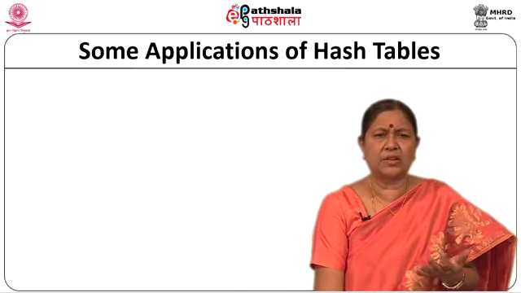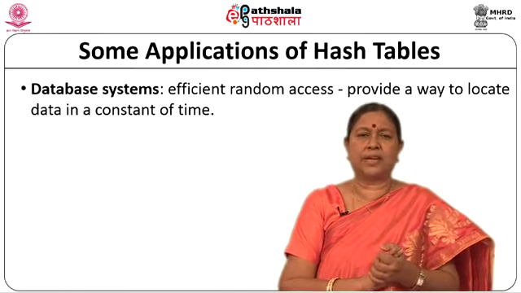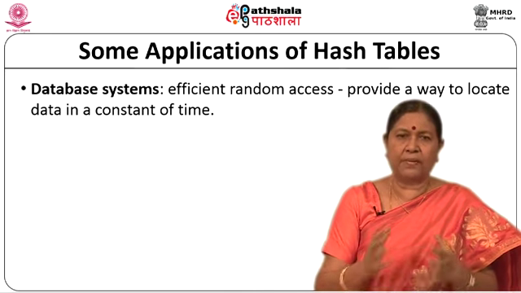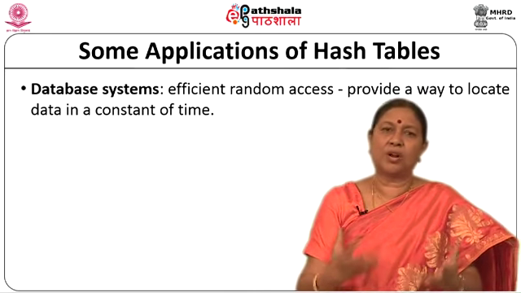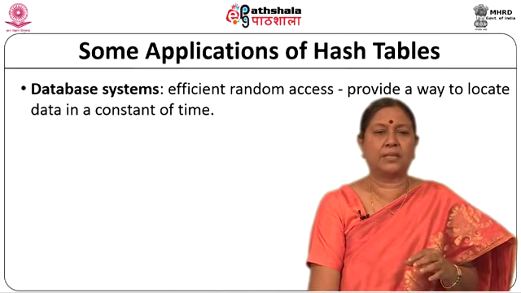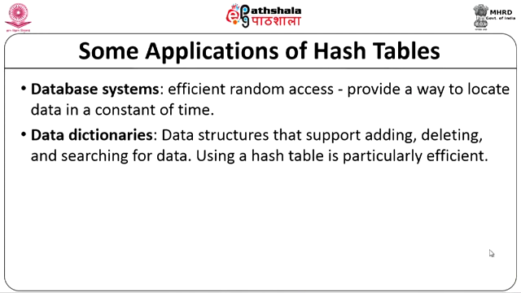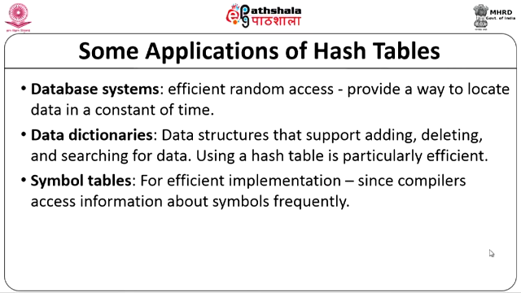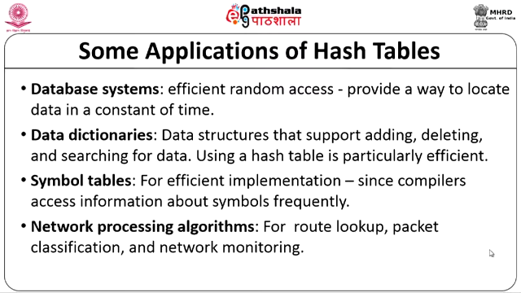Some applications of hash tables are database systems, where efficient random access is necessary. You provide a way to locate the data in constant time, which is very important in a database application. Data dictionaries, where there are direct dictionary operations, so adding, deleting and searching for data. If you do searching, a hash table is especially efficient. Then symbol tables, again where you have a table; for efficient implementation, compilers use hashing to store the symbols. And network processing algorithms, for route lookup, packet classification and network monitoring, normally use hashing.